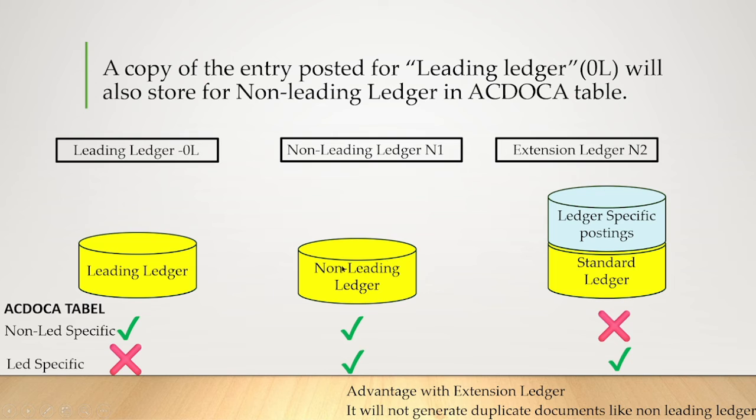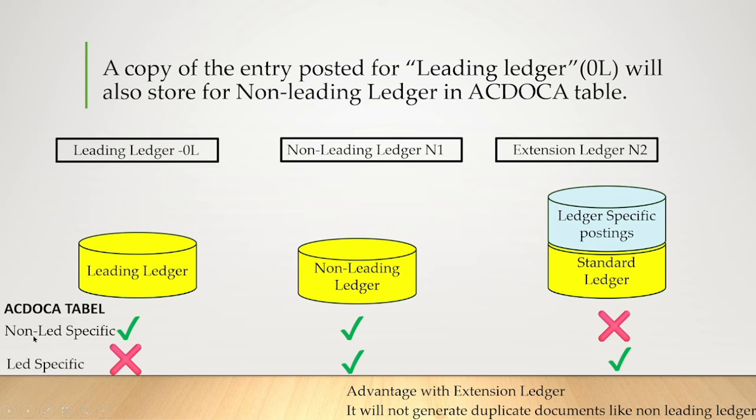Non-leading ledger is also a standard ledger. An extension ledger is a standard ledger that may have a leading ledger or non-leading ledger as its underlying ledger. Over and above that, it has some provision to post ledger-specific transactions. For example, how will the ACDOCA table update?